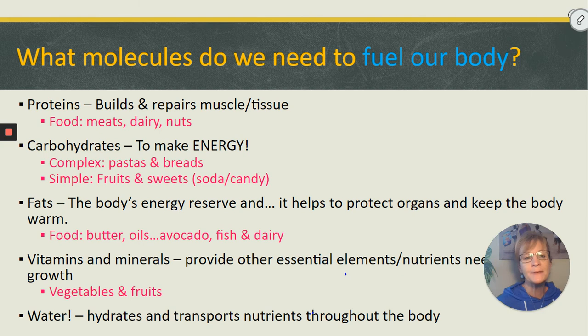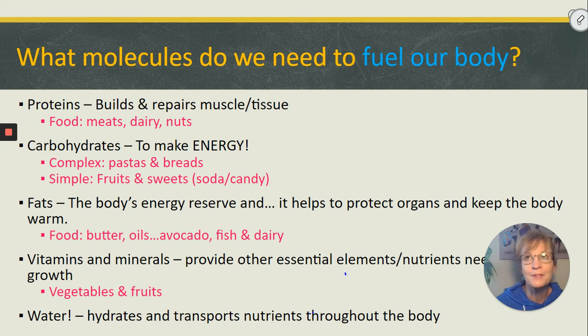What kind of molecules do you need to fuel your body in order to be healthy? And this is right where we left off before you guys went home. You need proteins, you need carbohydrates, you need fats, you need your vitamins and minerals, and you need water.